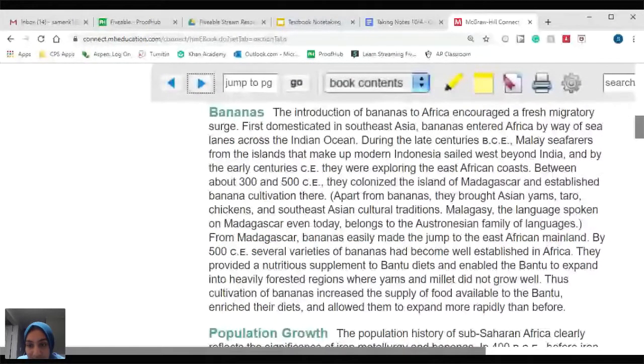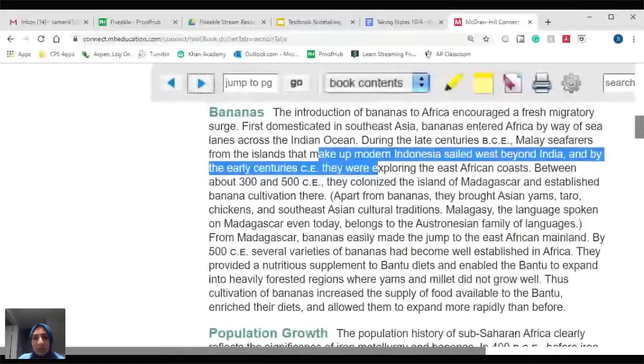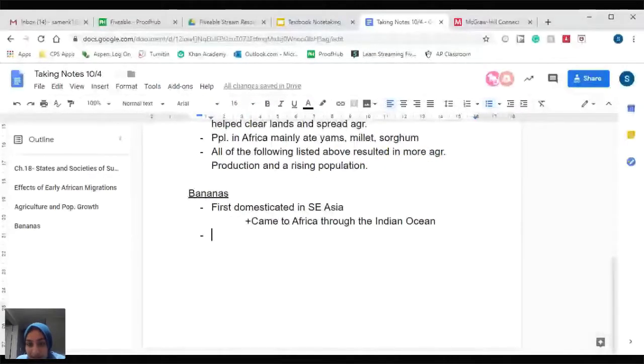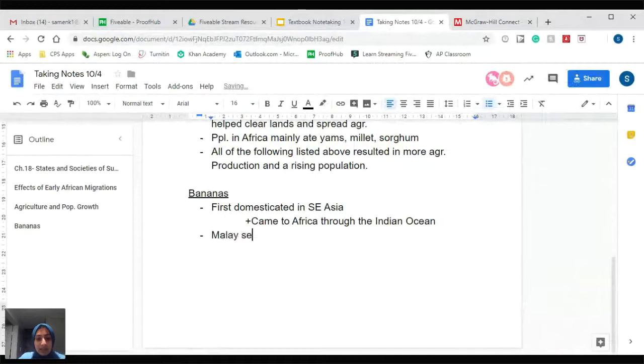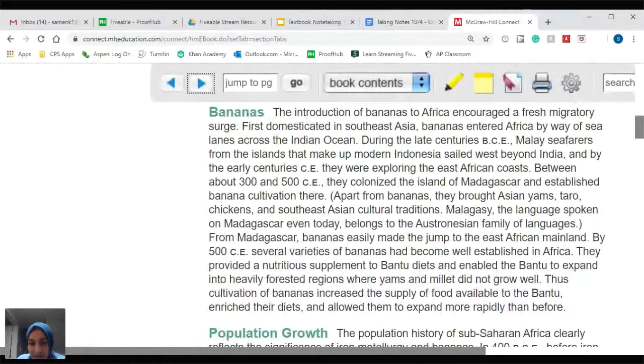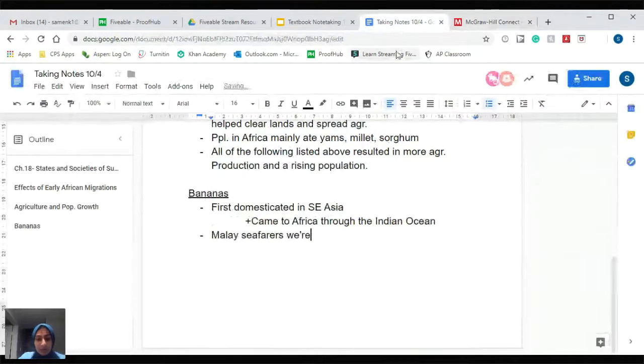So maybe I'll make this one also a subpoint, or maybe its own point. I might say Malay seafarers, islands that make up, were exploring East African coasts in early CE.